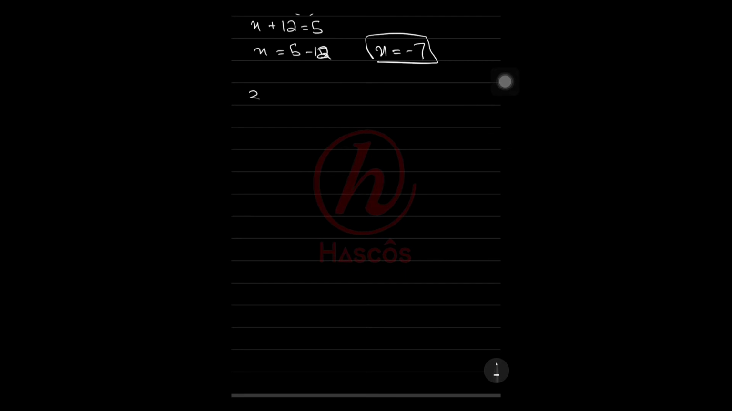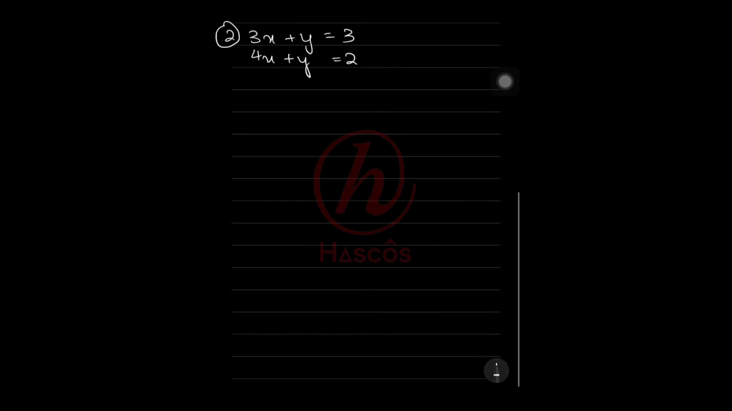Let's try another question, question number 2, and let's try solving this question with the elimination method as well. Equation number 1 is 3x plus y equals 3. Equation number 2 is 4x plus y equals 2. And we know that y has the same coefficient in both equations 1 and 2, but they cannot be cancelled because they have the same sign, which is a positive sign.